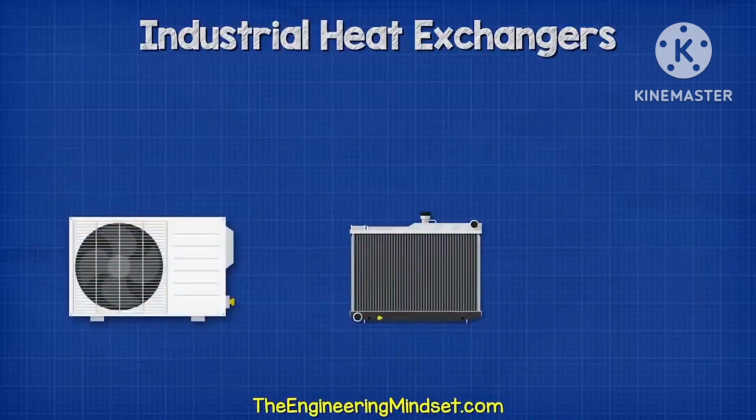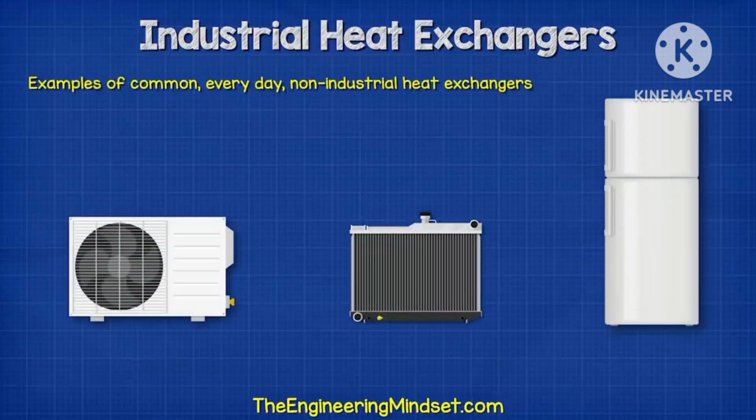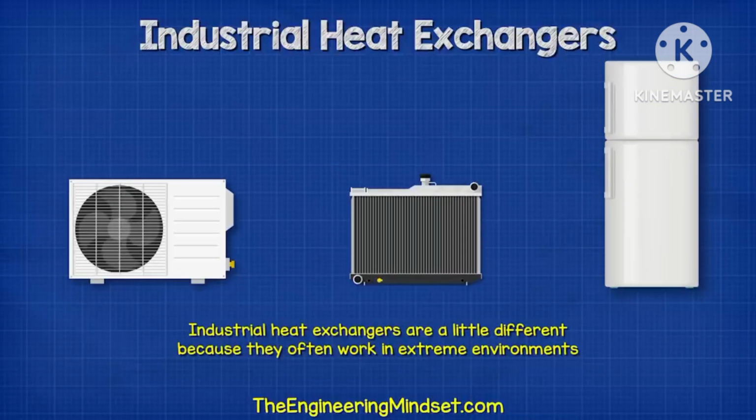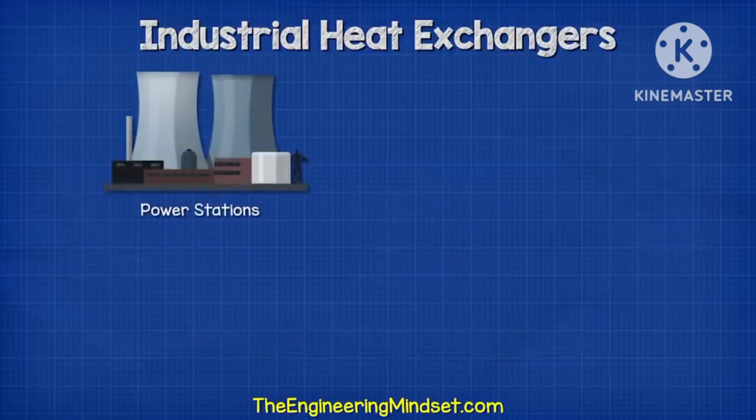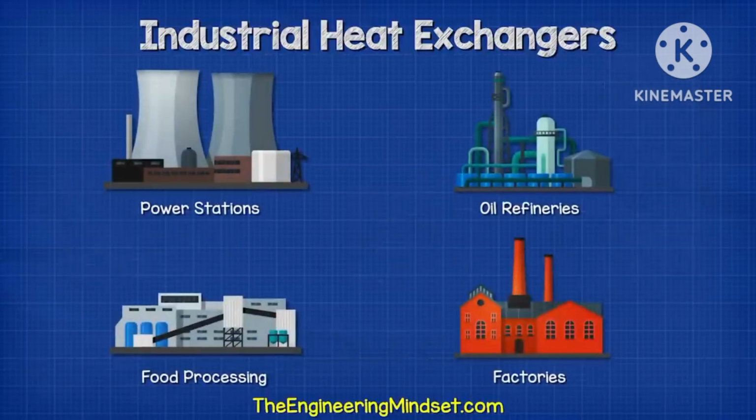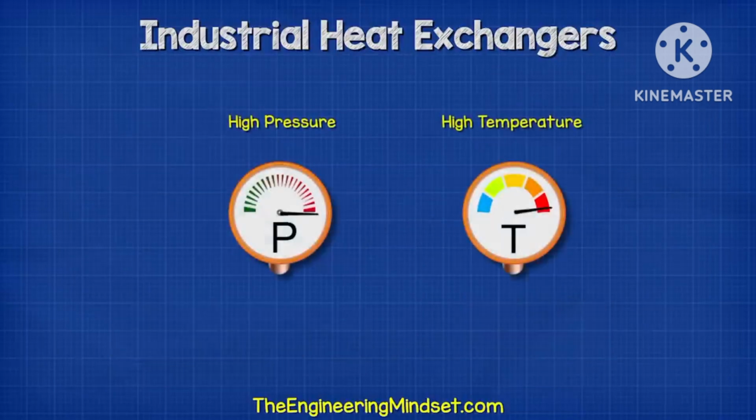We see heat exchangers used everywhere, from air conditioning units, engine cooling radiators in cars, and even on the back of refrigerators. However, industrial heat exchangers are a little different, because they often work in extreme environments, such as nuclear power stations, oil refineries, food processing plants, and factories, which all involve working in high pressure and high temperatures.